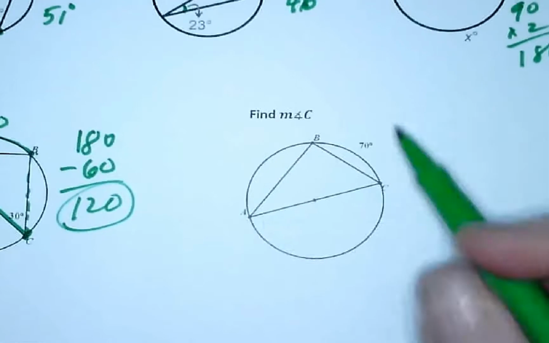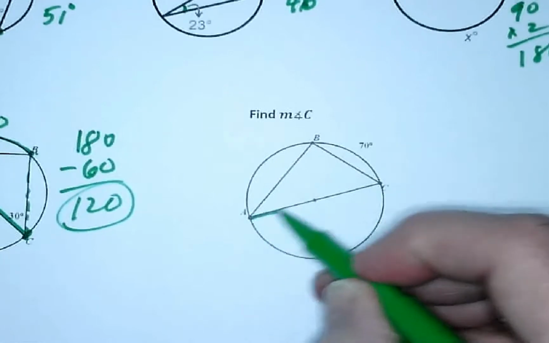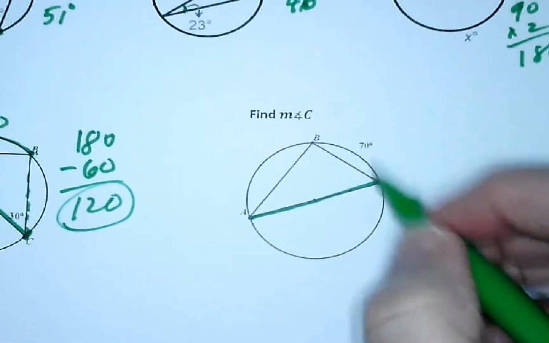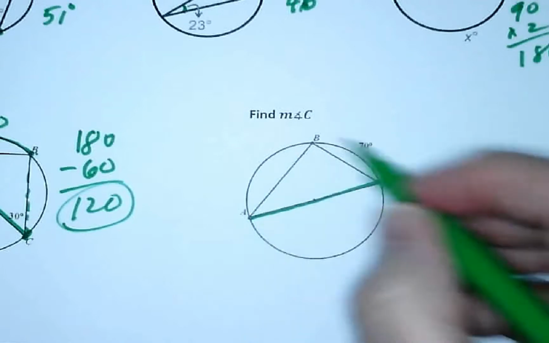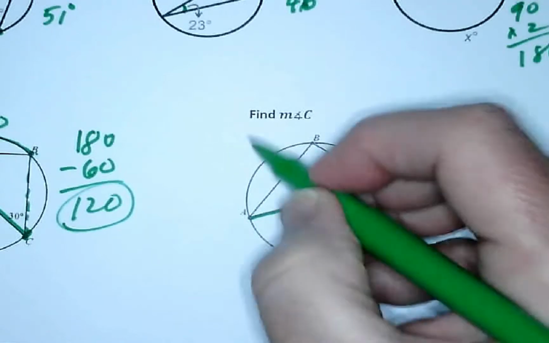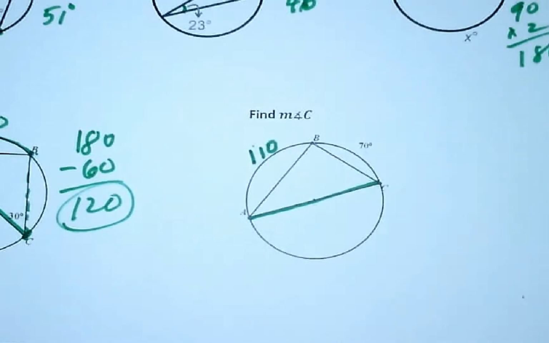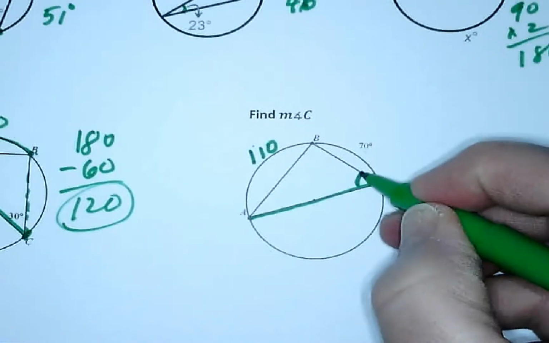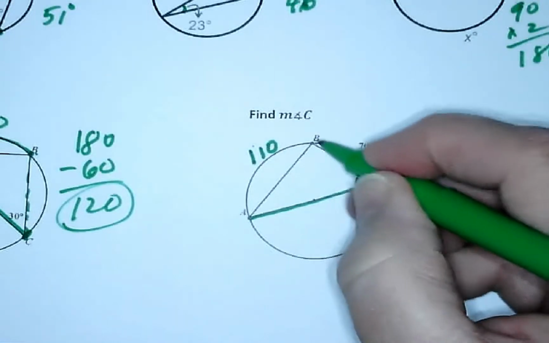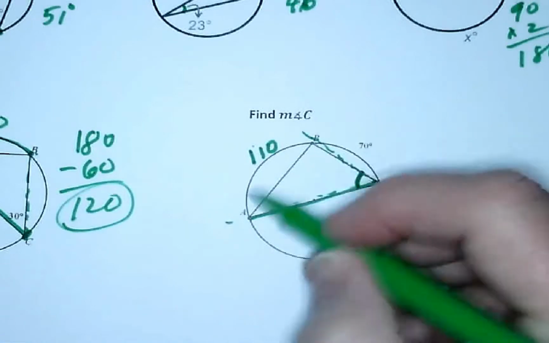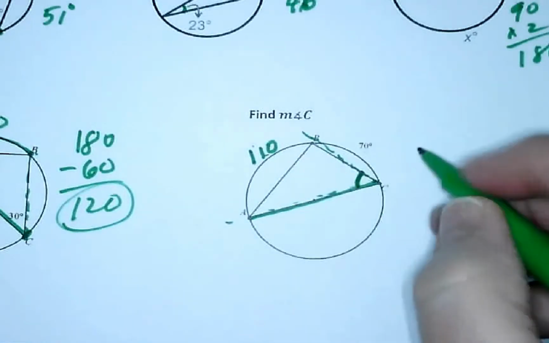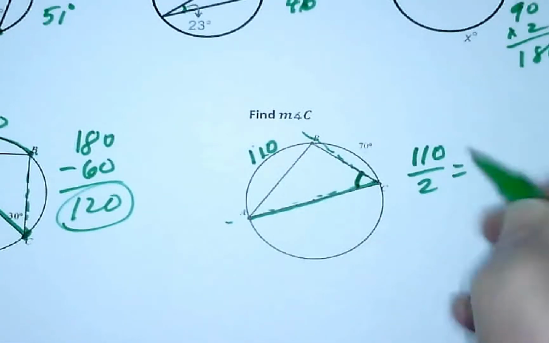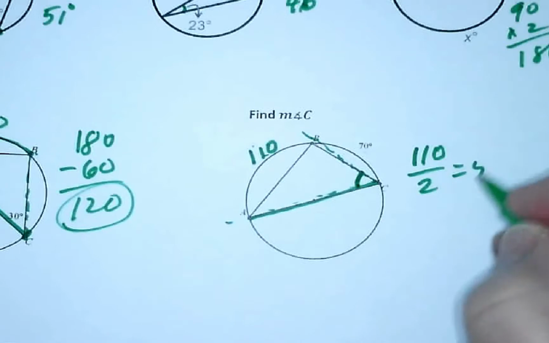Find angle C here. Again, kind of recognize this. All right. This all the way around this half is 180. This much takes up 70, so A to B is 110. Angle C that I'm trying to find right here, if I kind of follow the sides out, the arc that goes with this angle is 110. So 110 divided by 2, because I'm going in, it's going to get smaller, is 55 degrees.